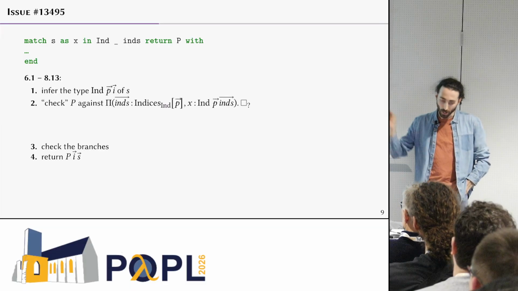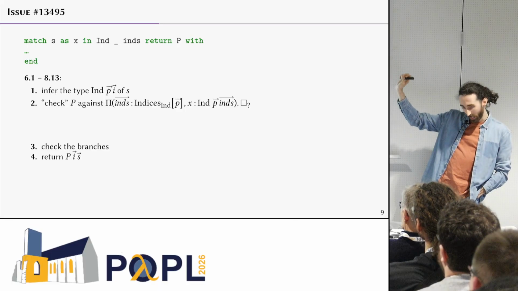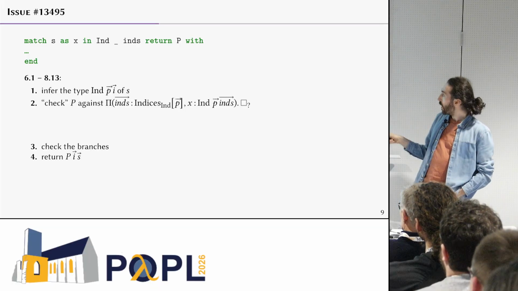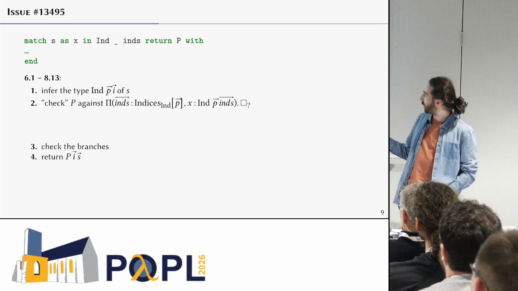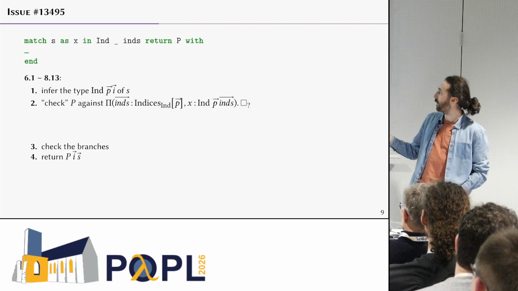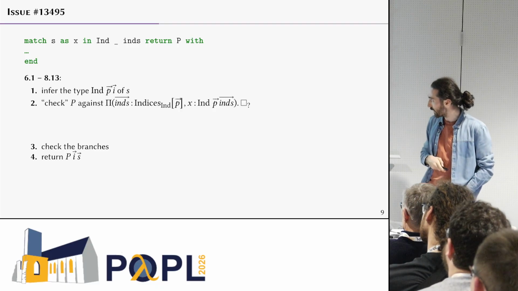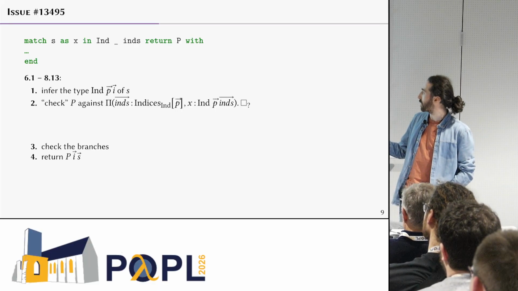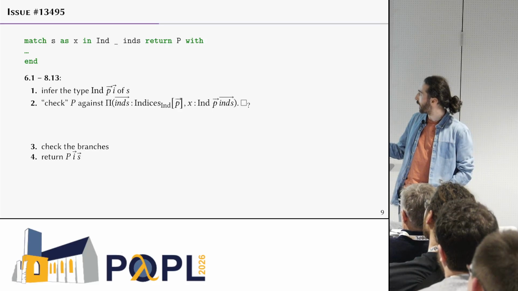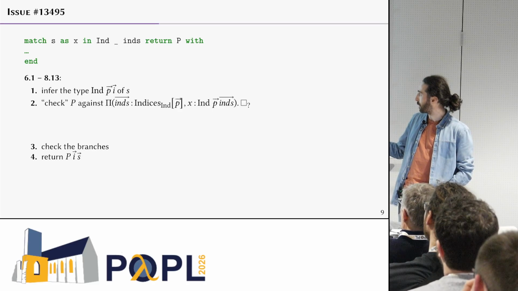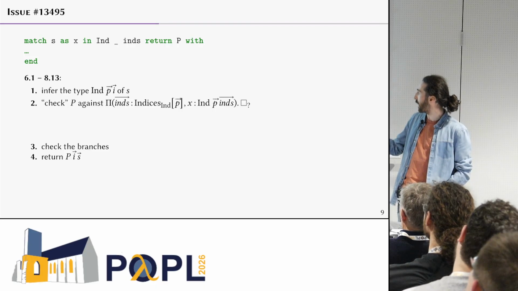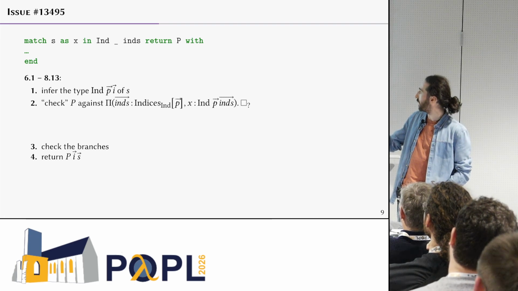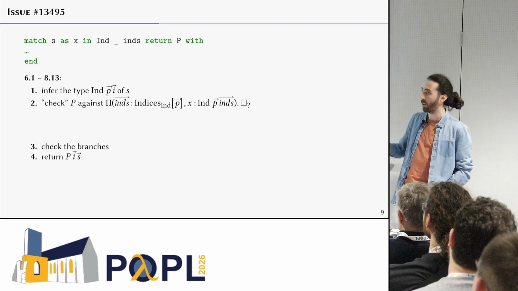And so from Coq 6.1 to 8.13, the thing went more or less this way. We would first start by inferring the type of S, and that thing should be an inductive type with a number of parameters and indices. And then you basically want to check P against a type that looks like this. So you generalize over all the indices of your inductive type, substituted with the parameters. You have this extra variable standing in for the scrutinee, so its type is the inductive type with the same parameters but generalized indices.